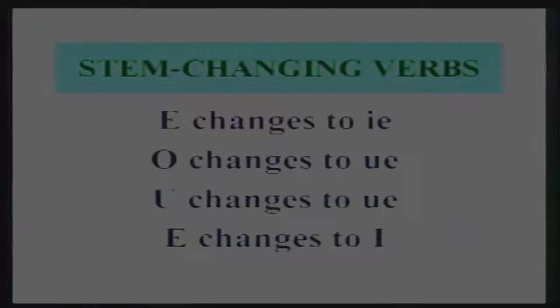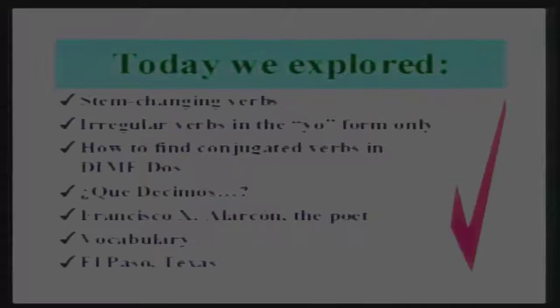We covered a lot of material. We covered the stem-changing verbs. Remember the stem-changing verbs, the E to IE, the O to UE, the U to UE, and the E to I. We covered irregular verbs that only change in the yo form. We conjugated verbs by finding them in the back of Dime Dos. We took a look at the telenovela, the continuing soap opera, Que Decimos.